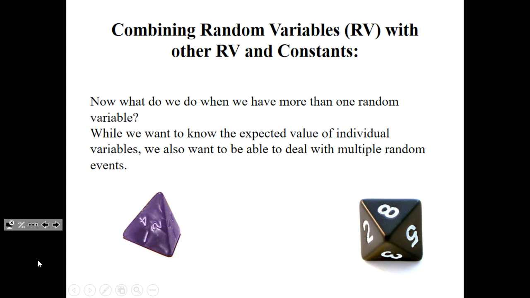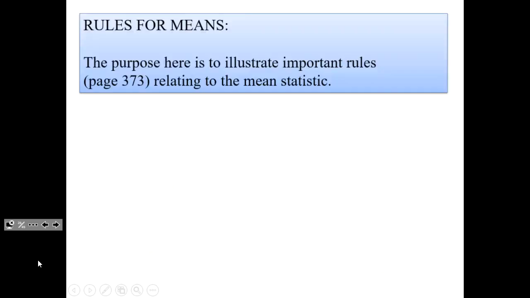So the question is, what do we do when we have more than one random variable? Well, we want to know the expected value of individual random variables. We want to be able to deal with multiple events. Just a single random variable, that's good, but we want to be able to deal with multiple independent random events. Not going to worry about too many multiple events that are dependent. But for multiple independent events, these you should be able to deal with. These would be fair questions to ask about.